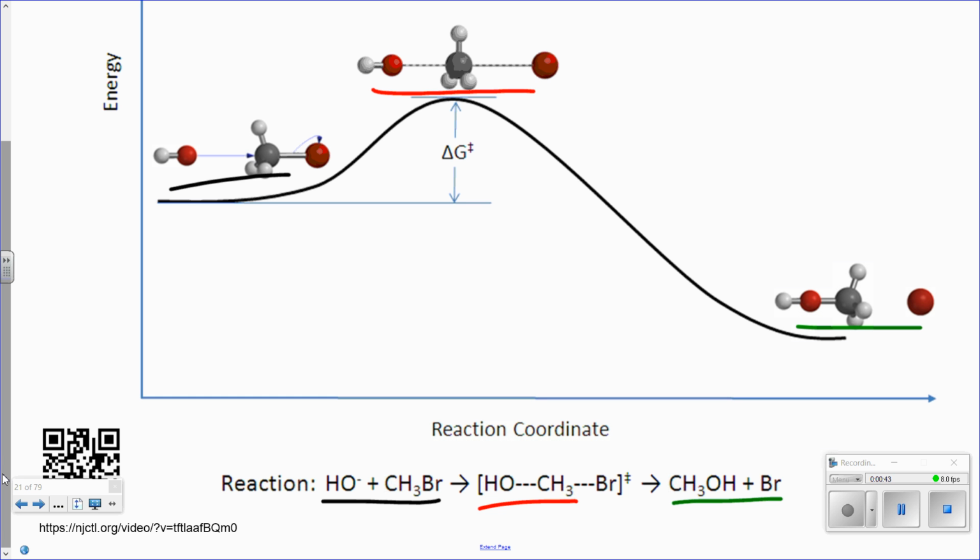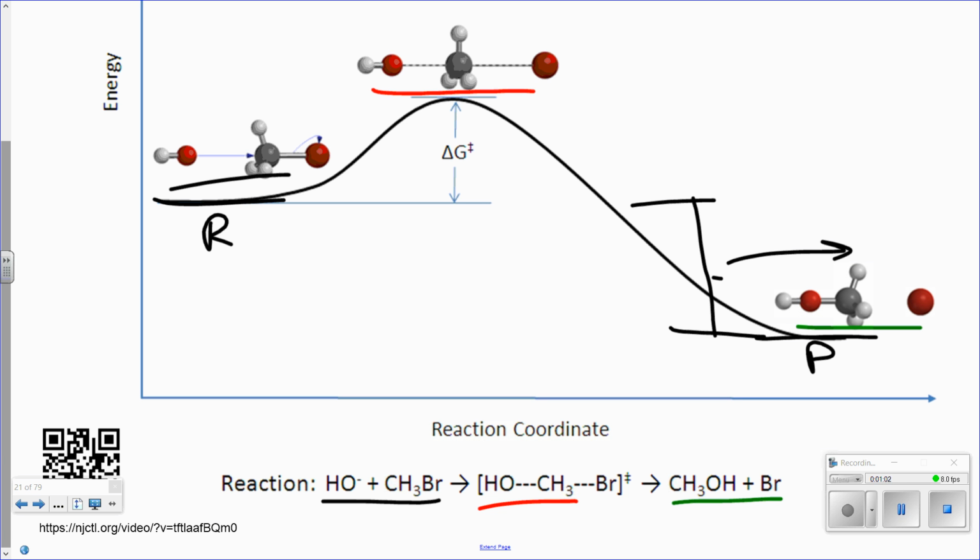Looking at this, we said this must be an exothermic reaction because the products and the reactants are at different levels. As a matter of fact, the products are lower than the reactants, so it must have given off this much energy exothermically, okay? So that's how we looked at that.